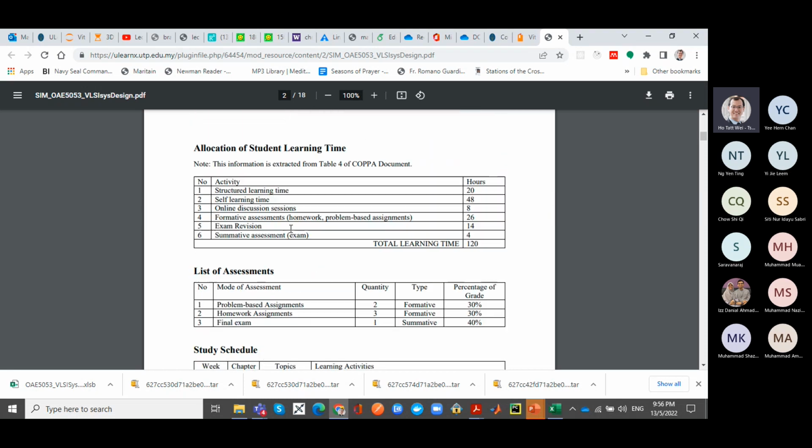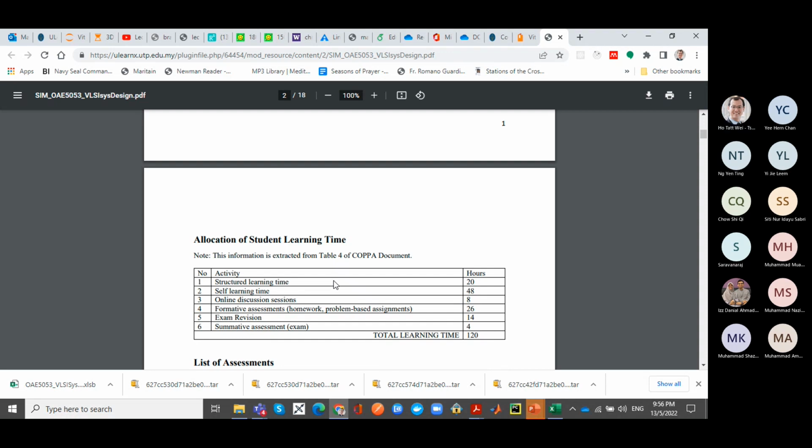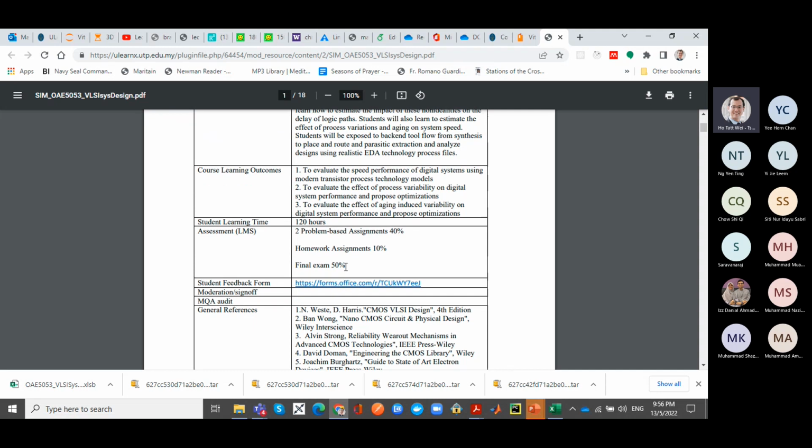So I started by thinking I wanted to assign heavier weight to the problem-based assignments and less weight to the homework. The final exam I'll check up. I think it's 40%, not 50. The reason there's a discrepancy is that before COVID we were practicing 50%, but we wanted to move it to be heavier on the coursework so that you can accumulate most of your marks during the semester rather than in the final exam.